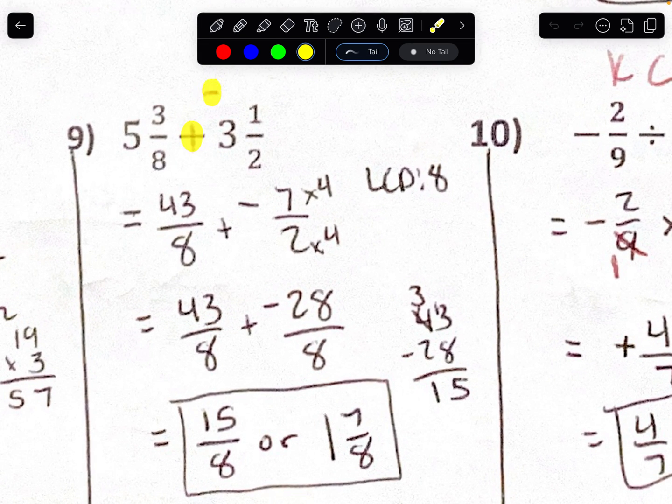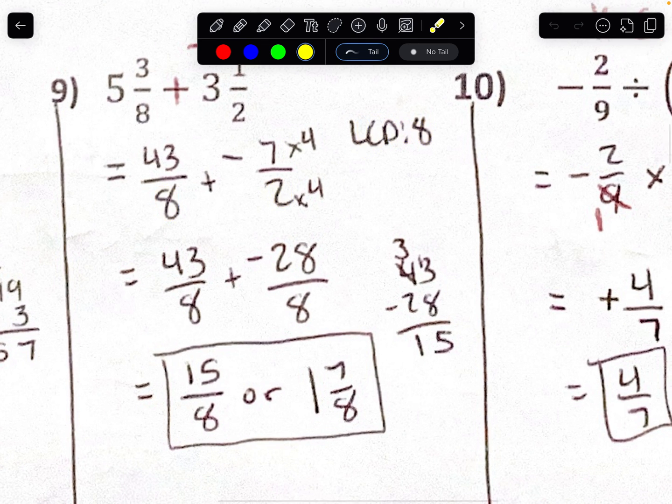Don't forget to add the opposite. Do the around the world math. We don't have common denominators, so we need our LCD, which is 8. And then once we have our common denominator, now we can figure out if we need to add and keep the sign or subtract and take the sign of the bigger number.